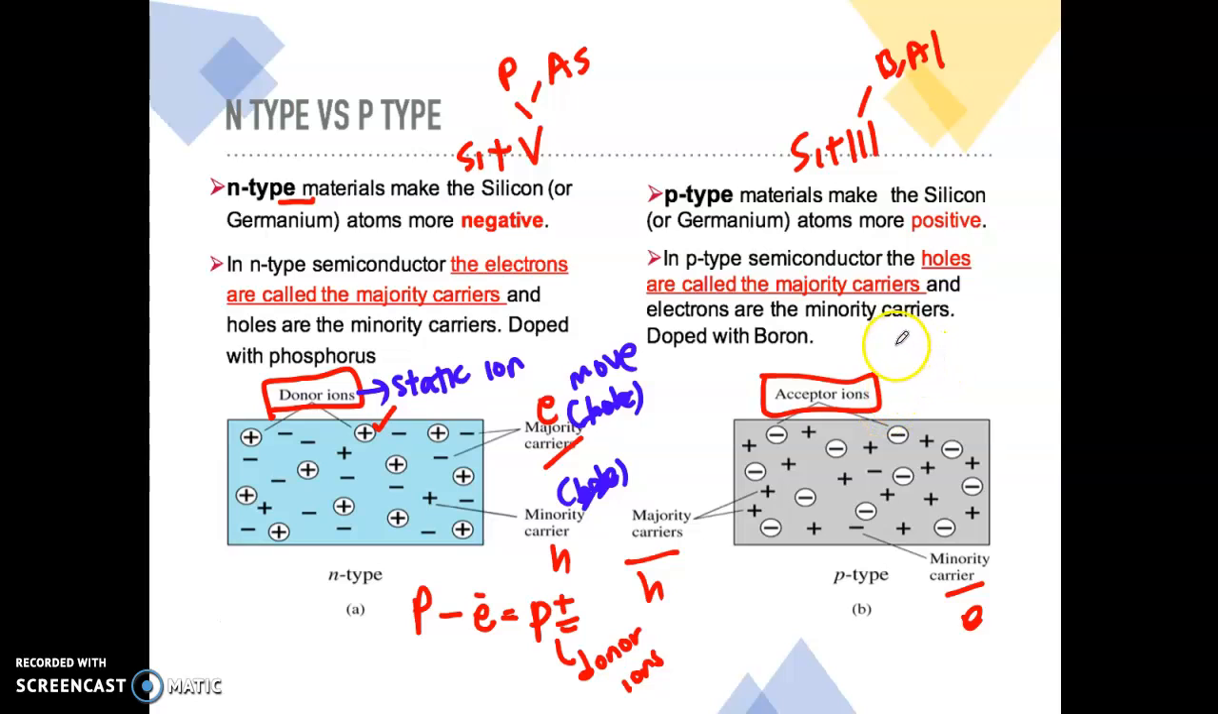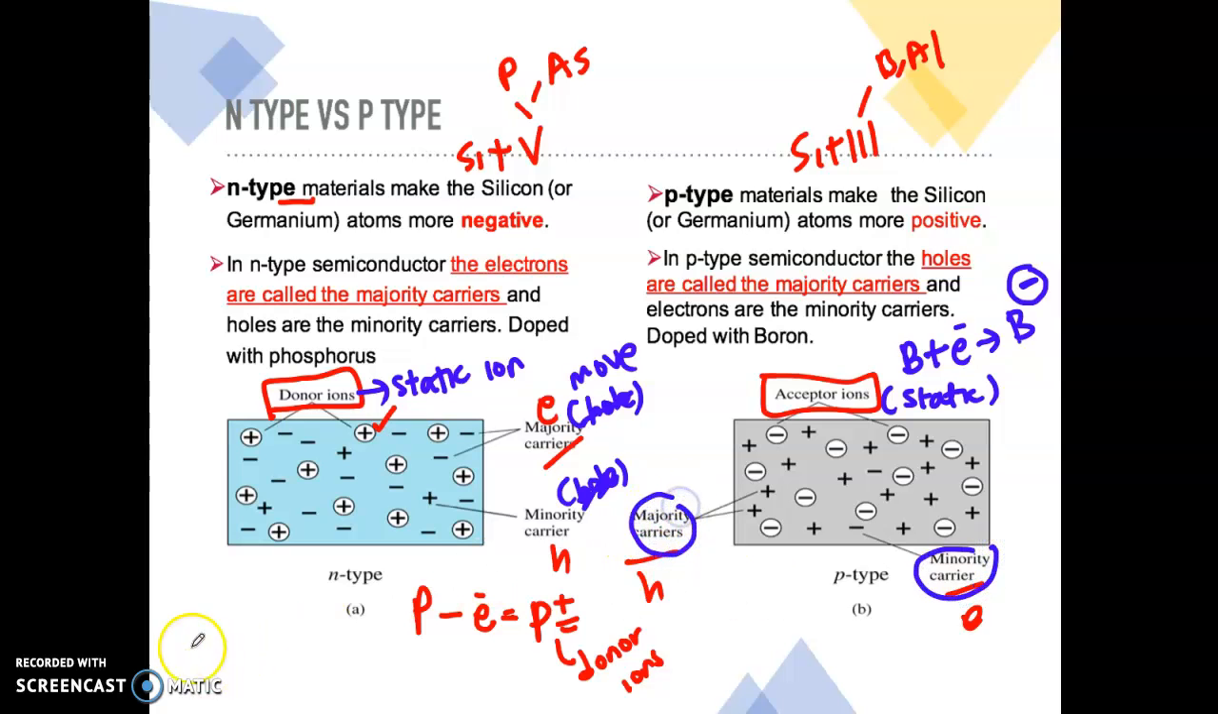For your P-type, because you dope with group 3, instead of trying to donate, it's trying to accept electrons. When trying to accept, you are going to get a minus charge here. So this is what we call the acceptor ion, and this acceptor ion is again a static ion. It cannot be moved. What will move is only the majority and the minority carriers.